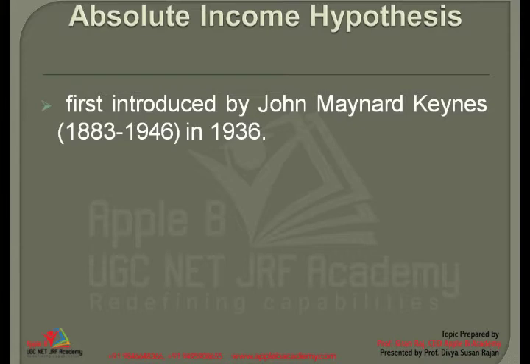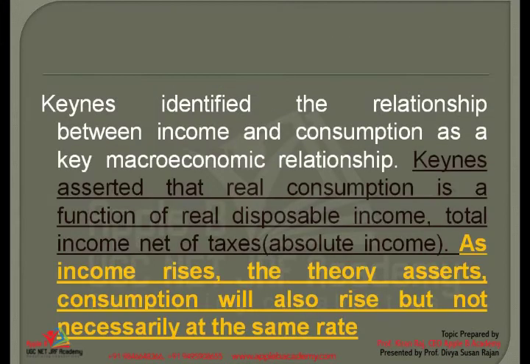Thus, based on Keynes' theory of consumption, Keynes came up with conjectures that were based on introspection or casual observation. This is one of the reasons why the absolute income hypothesis is also known as the fundamental psychological law of consumption. So Keynes identified a relationship between income and consumption as a key macroeconomic relationship. He asserted that real consumption is a function of real disposable income, that is, total income minus taxes. As income rises, the theory asserts consumption will also rise, but not necessarily at the same rate as the increase in income.